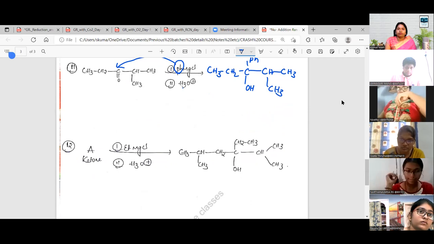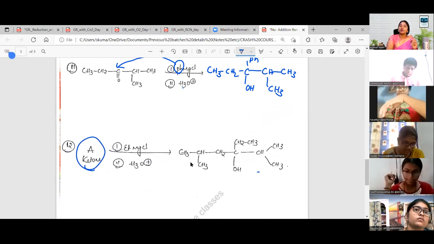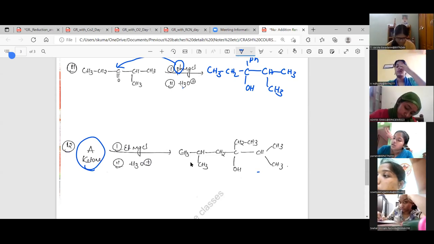Next question. See, a reverse reaction. Now you know the product, they're asking you, what is this ketone? Just think for a second.